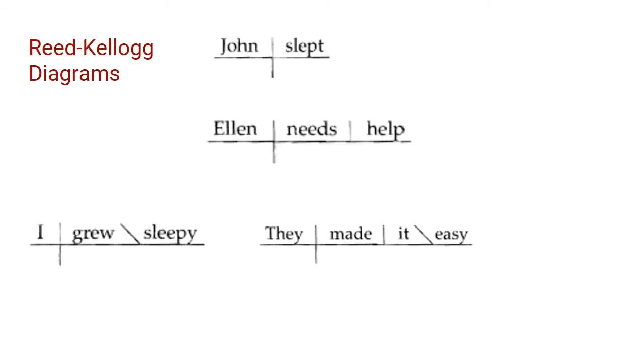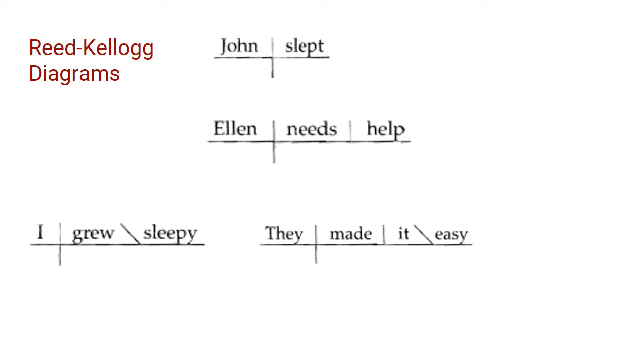So here's another way of analyzing sentences called the Reed-Kellogg diagrams, named after two linguists, Reed and Kellogg. The idea here again is that we want to separate noun phrases from verb phrases. So our simplest sentence there, John slept, we put everything on a horizontal line, and then we split our subject from the predicate, our main noun phrase and our main verb phrase, by dissecting the horizontal line between the subject and the predicate.